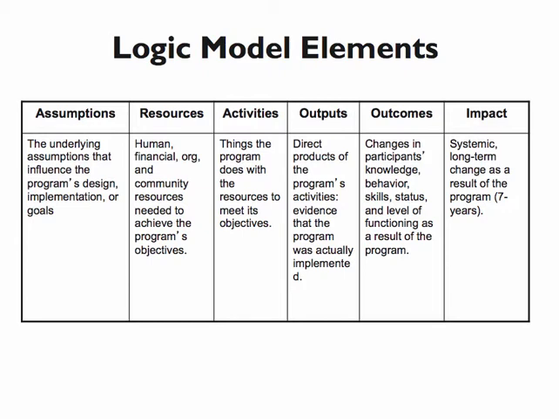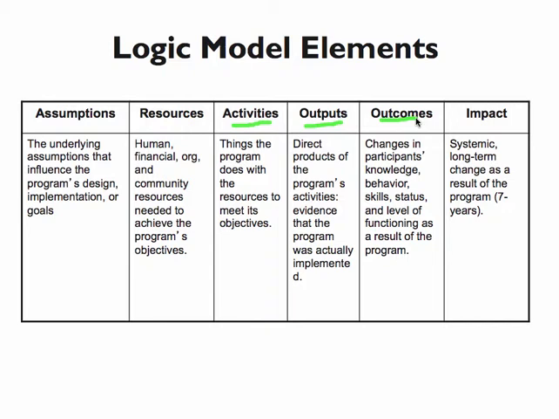Assumptions are what we think are the underlying factors that influence the program's design, the decision to do the program. Very important to name those. Resources can be human resources, they can be community resources, they can be financial resources. It's important to identify those as well. Activities are the things that you're going to do within the program. Outputs are the direct products of the program's activities. That is, the types of things that the program has produced.